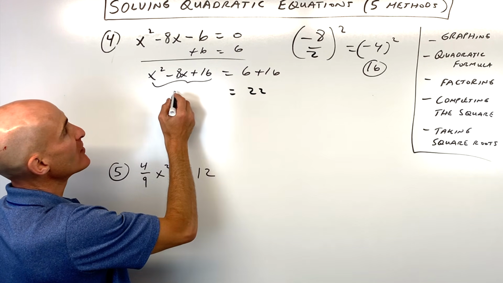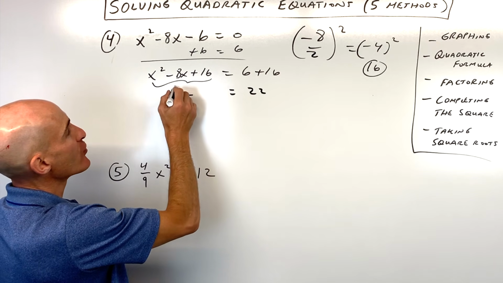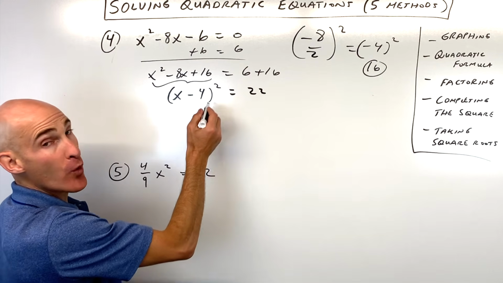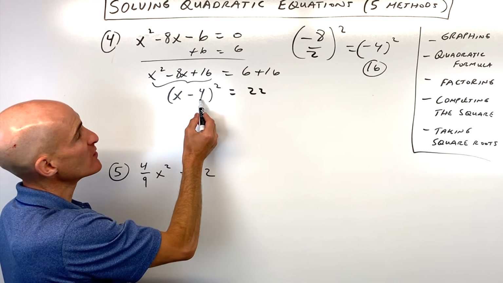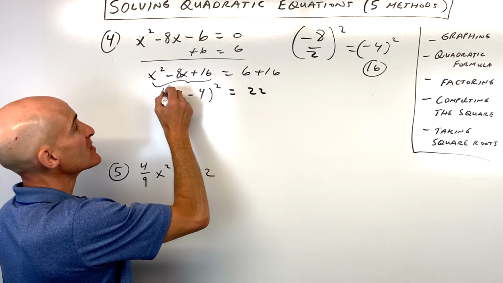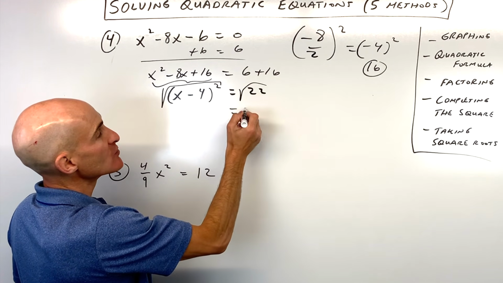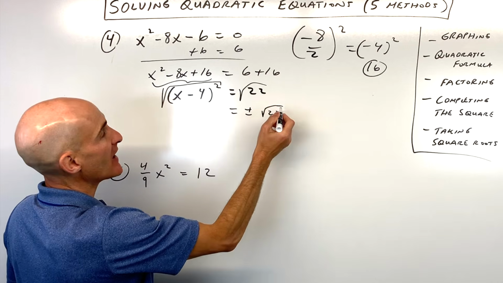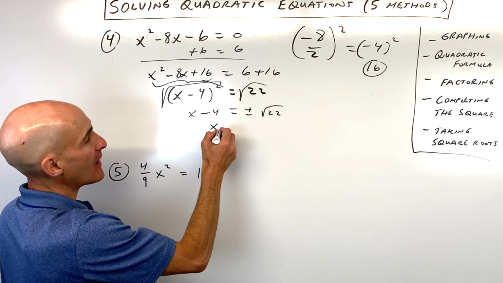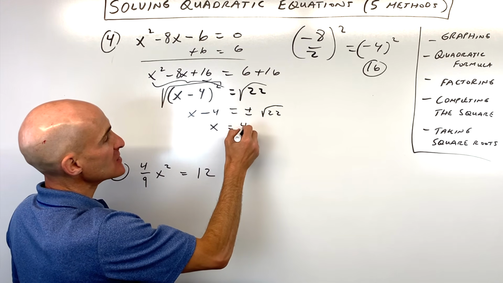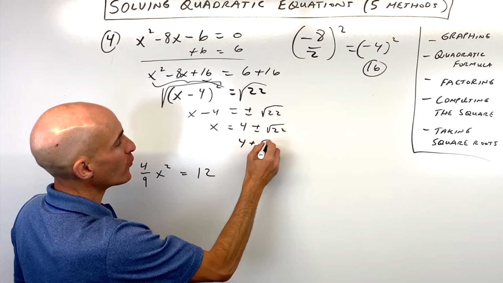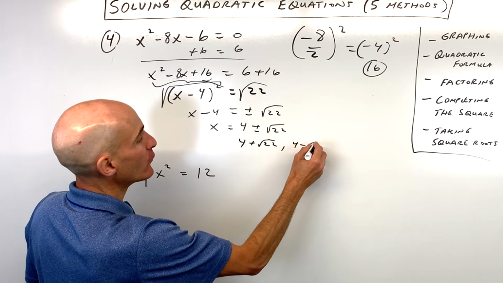And now what we've done by completing the square is this is actually a perfect square. You take half of this middle coefficient, x minus 4, the quantity squared. If this was plus 8x, this would be plus 4. And so now that we have it in this form, we can solve by taking the square root of both sides. Remember, when you do that, you get two answers, plus or minus. And the square and the square root cancel, so you just get x minus 4. And then if I add 4 to both sides, we get x equals 4 plus or minus square root of 22. And you can write this separately, 4 plus square root of 22 and 4 minus square root of 22.